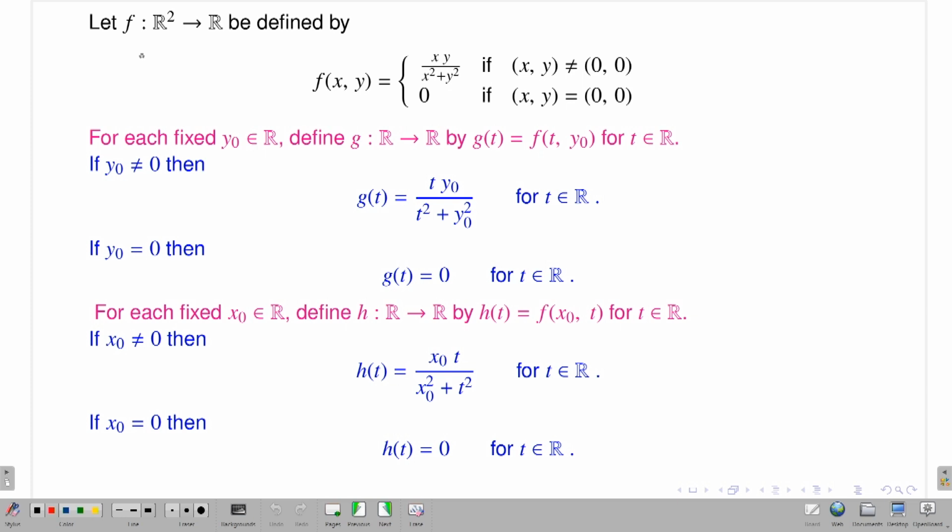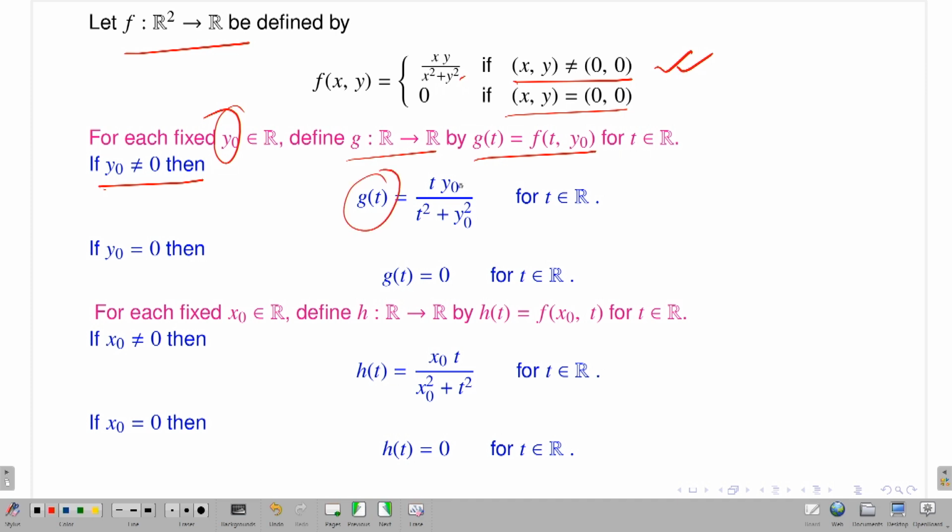Okay. So, now start with the function f from R2 to R, this kind of function I am taking. It is x y by x square plus y square if x y is non-zero, and 0 if x y is equal to 0 0. Now, if I fix a point y naught, I have defined a function g from R to R, g of t is equal to f of t comma y naught. Now, if y naught is non-zero, just put the value of y naught in the definition of f. So, g of t is nothing but t times y naught divided by t square plus y naught square. So, this is a function from R to R.